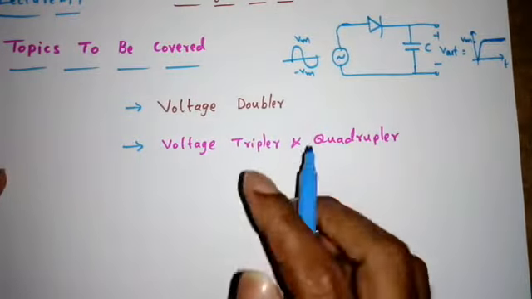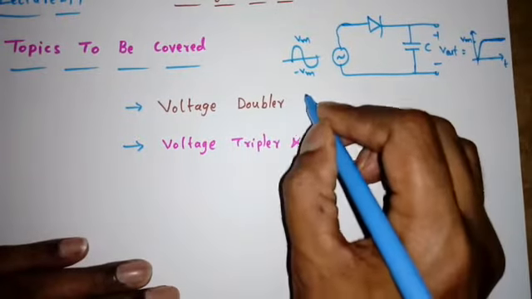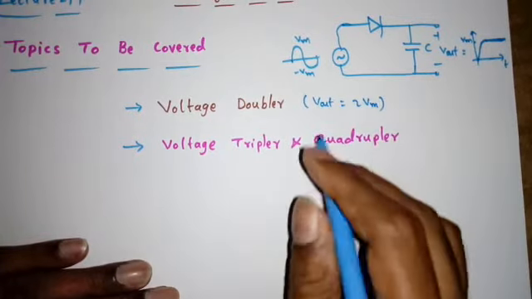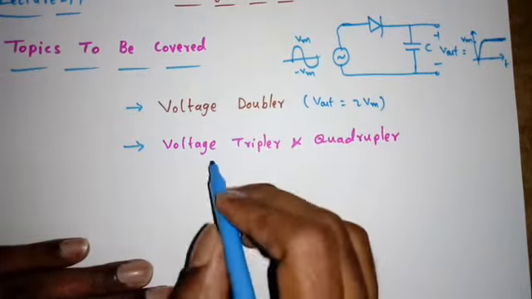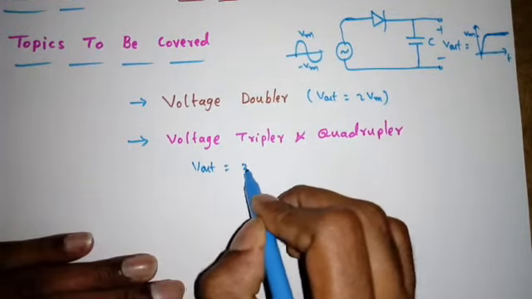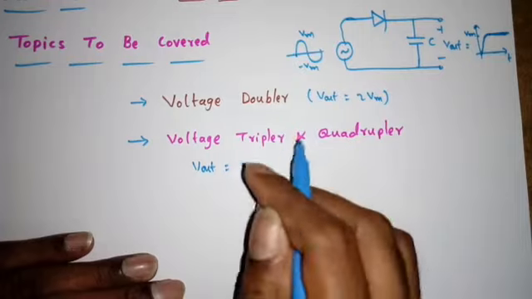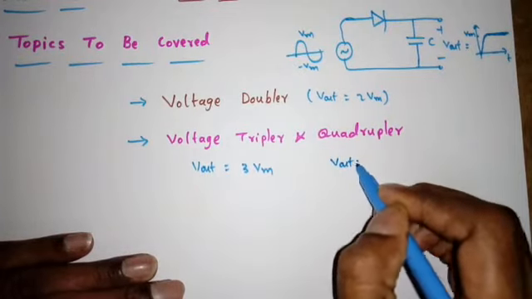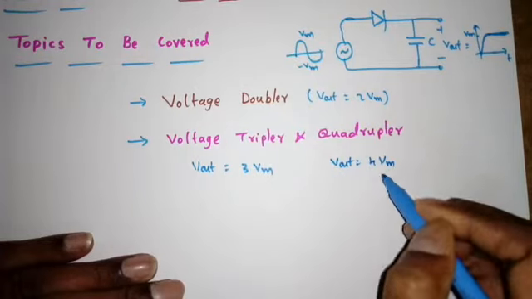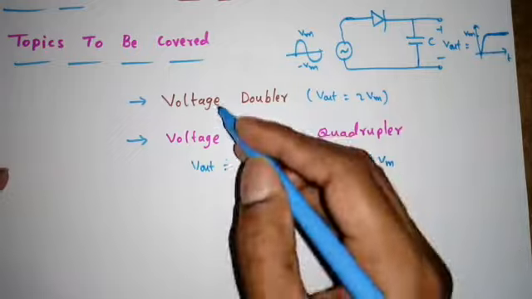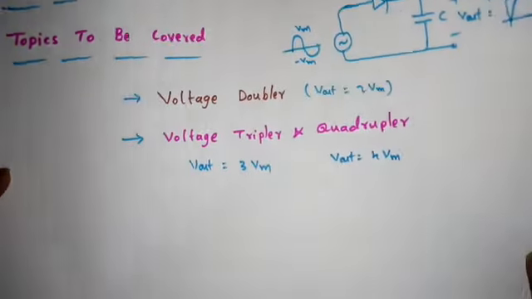In this voltage doubler, the output voltage will be twice of the input peak. That's why it is called voltage doubler. In this voltage tripler, we will get Vout as thrice of Vm. That's why it is called voltage tripler. In this, we will get Vout as 4 times of Vm. So that's why it is called voltage quadrupler. Right, so one by one we will see. First we will see the voltage doubler.